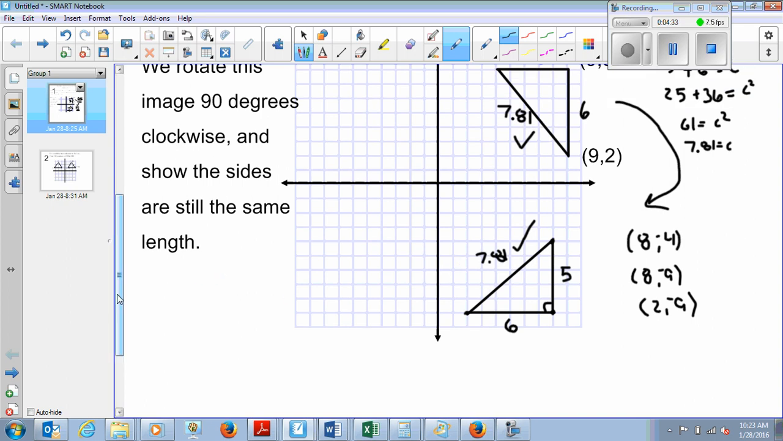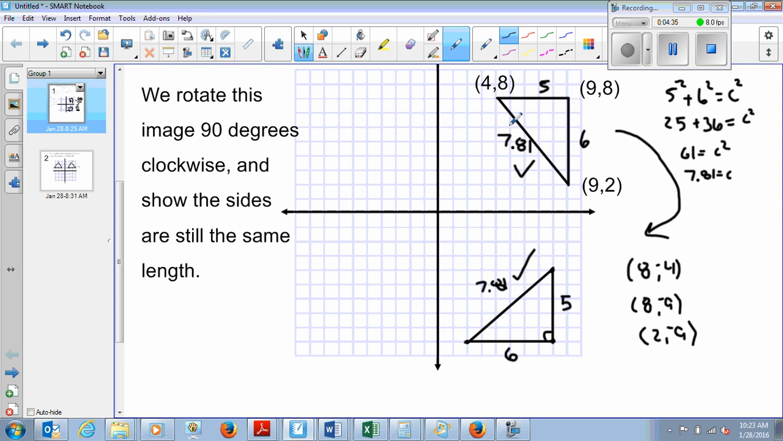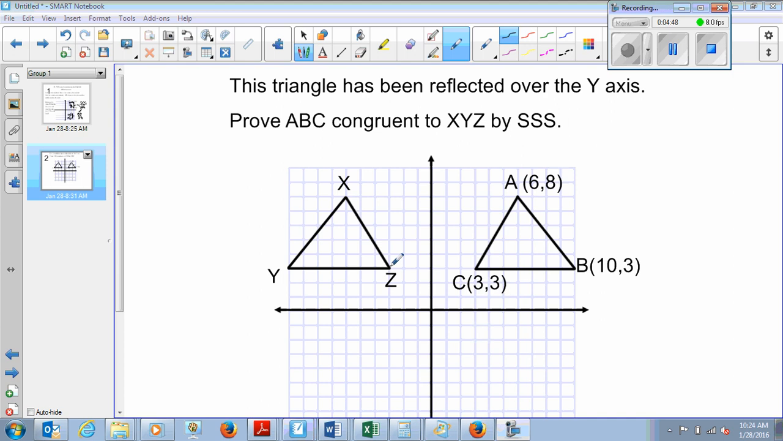Okay. What we would also know between these side, side, side congruencies is that this angle and this angle would then be the same. That these two angles would be the same because the triangles are congruent, and that these two angles, the 90 degrees there, would also be the same. Okay, let's look at one more example here. So that we have a reflection of triangle ABC over the y-axis to create triangle XYZ.